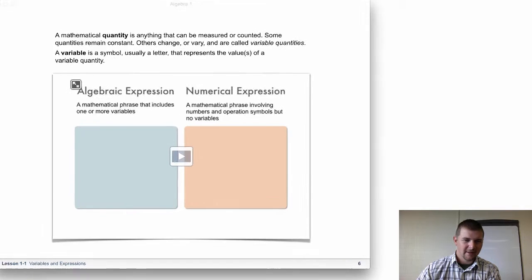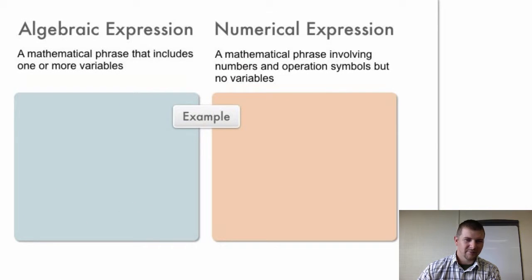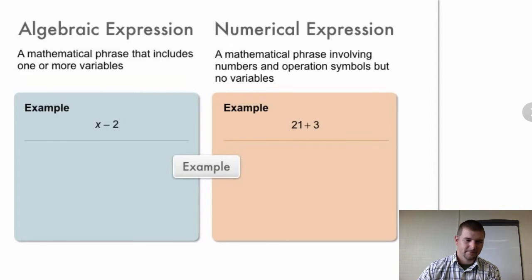Well, here we have a list of algebraic expressions and numerical expressions. Note the presence of a variable, x, in this example, and only constants in the example at the right.